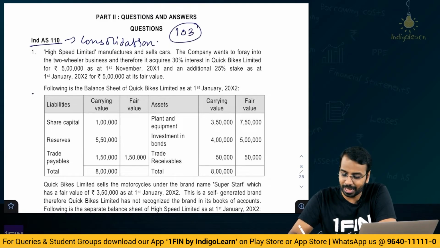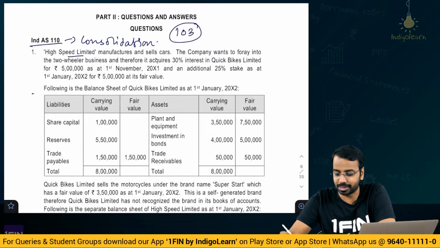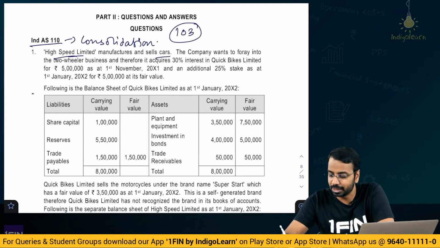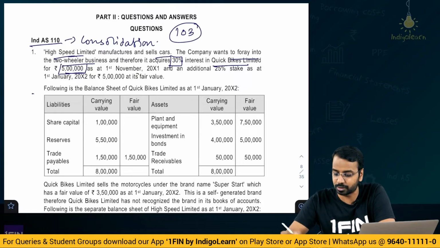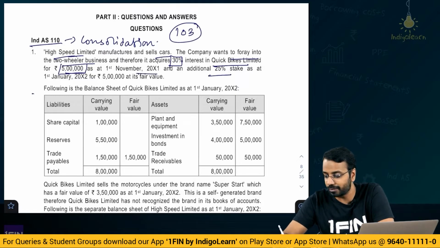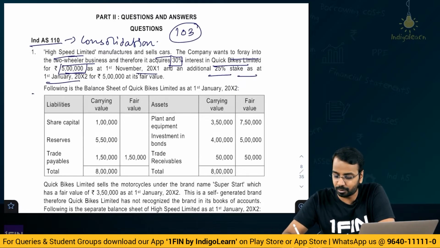So here we have High Speed Limited, which manufactures and sells cars. The company wants to foray into the two-wheeler business. Therefore it acquires a 30% stake in Quick Bikes Limited for 5 lakhs. So the first acquisition is 30% for 5 lakhs on 1st of November. And an additional 25% stake as at 1st of January for 5 lakhs.